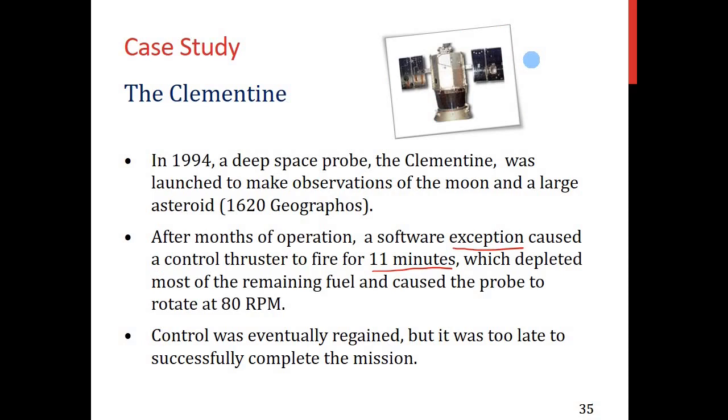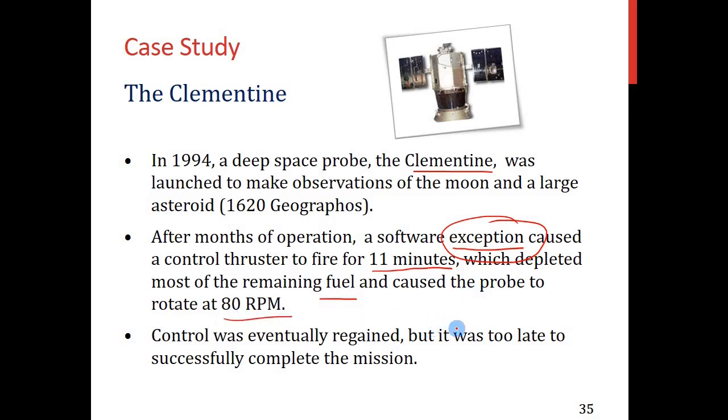Okay, we'll just look at some case studies here to understand how all of these things have played a part in real-world scenarios. In 1994, a deep space probe called Clementine was launched to the moon to make observations of the moon. After a few months of operation, there was a software exception, causing the thruster to fire for 11 minutes, which depleted most of its fuel, because it caused the probe to continuously rotate at a very high rate.